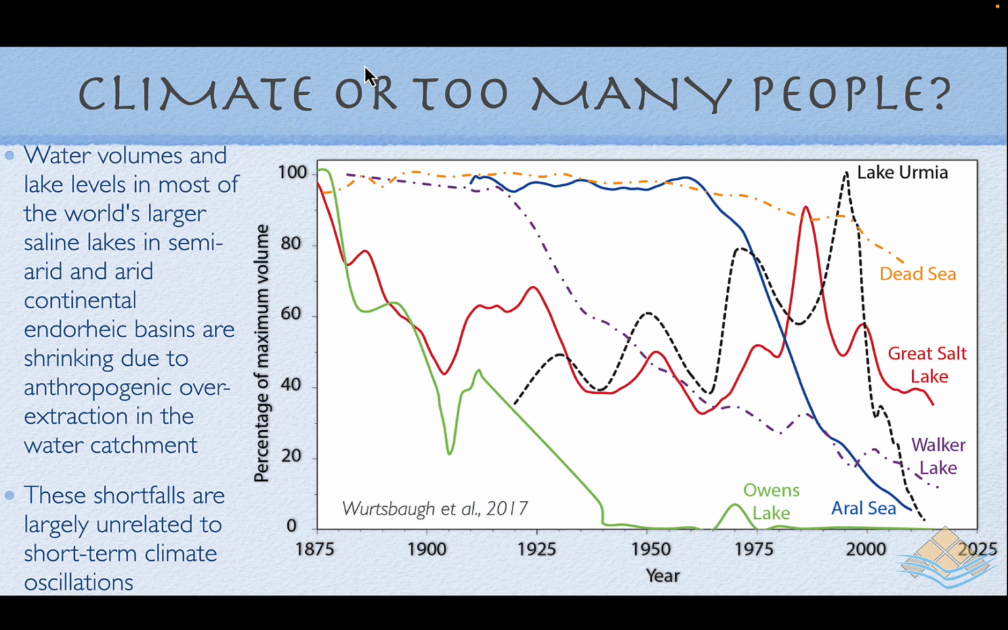So these are mostly due to anthropogenic over-extraction in the water catchment feeding into these lakes. And they're largely unrelated to any sort of short-term climate oscillations. We've over-exploited and over-extracted water and degraded the soils and the other resources in the drainage catchments around all of these shrinking lakes. We have to do this. We have to feed a population that's continuing to grow.